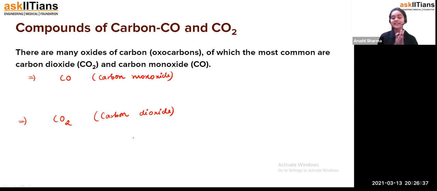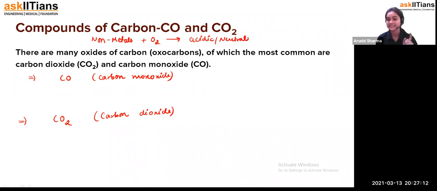Okay, so how is it getting formed? Because we know that carbon combines with hydrogen because of its tetravalency. So how is it getting formed here? First of all, generally, carbon monoxide and carbon dioxide are formed whenever non-metals react with oxygen. Okay, when a non-metal reacts with oxygen, it forms an acidic or neutral oxide. Fine, from the metals and non-metals chapter, if you remember.